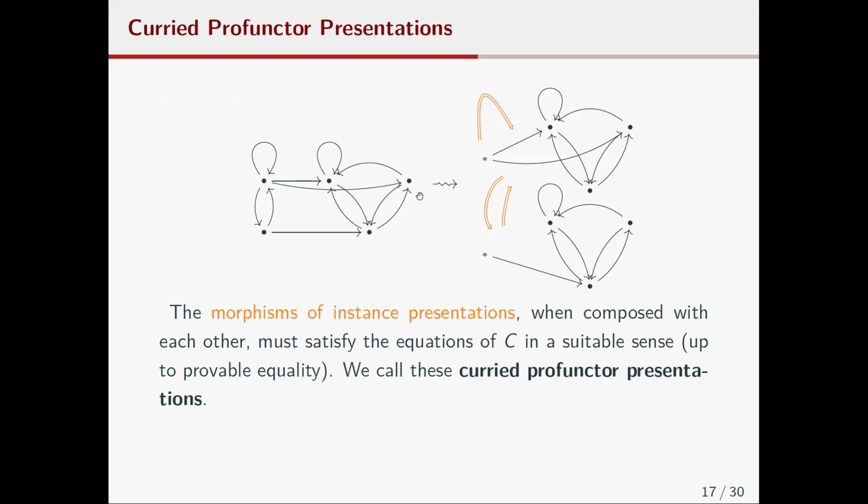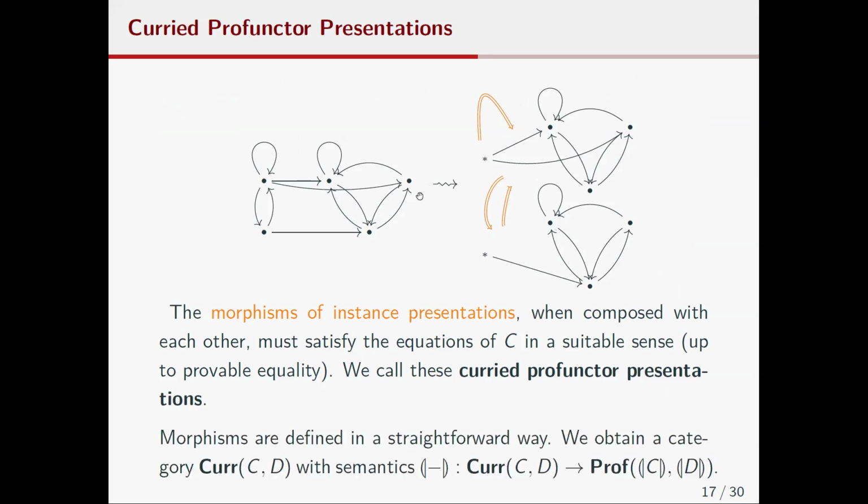By the way, I'm skipping through many of the formal definitions, but that's just in the interest of time. If I had an hour, I would just give them. But I think it's clear enough this way. Again, you can define morphisms between these, and you obtain a category of curried profunctor presentations between C and D, and its semantics functor.